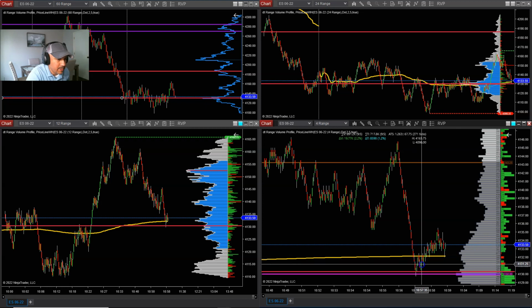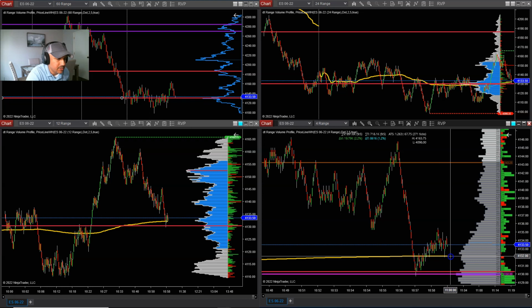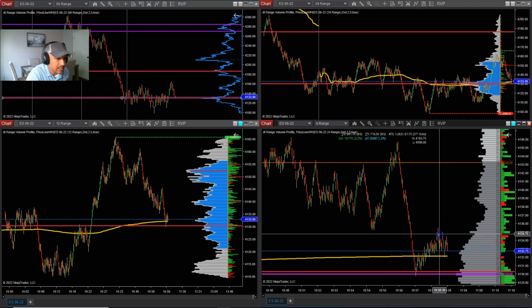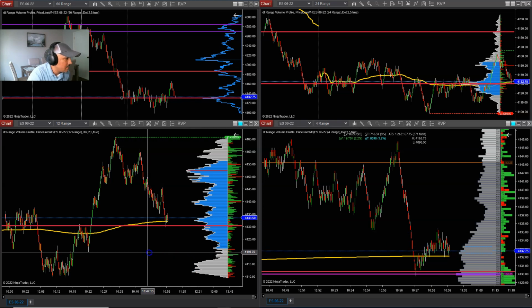Let's see. Pushed up, pulled back, broke higher, came back to this area right here. This was your long right here. You could just take it right back to the tops right here. I didn't take that trade, but it's cool.